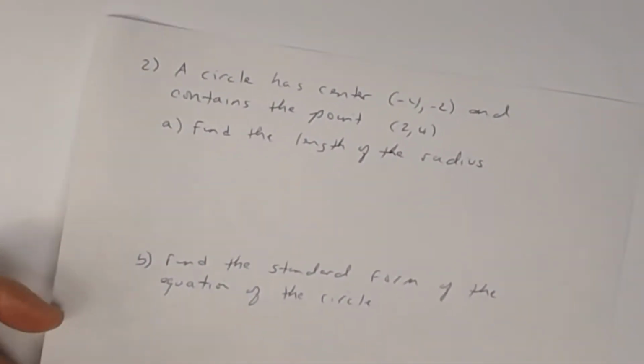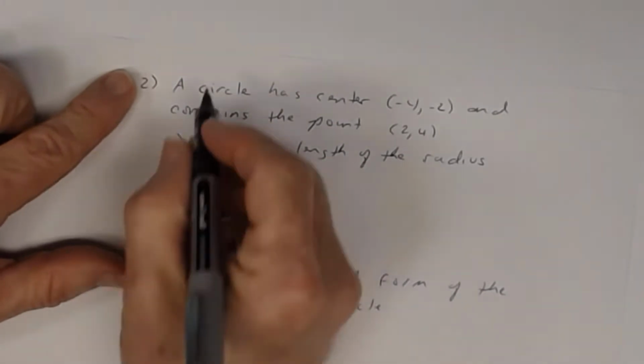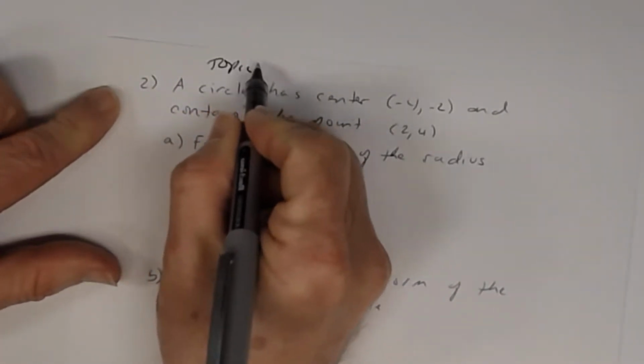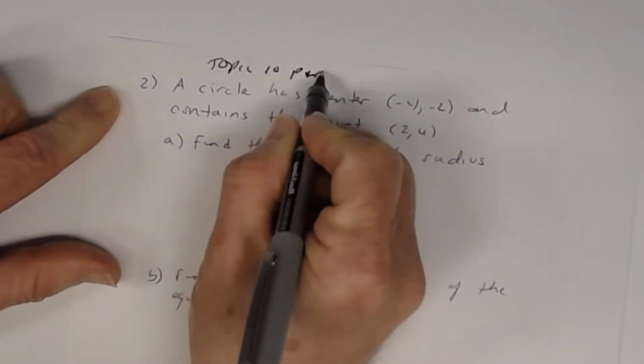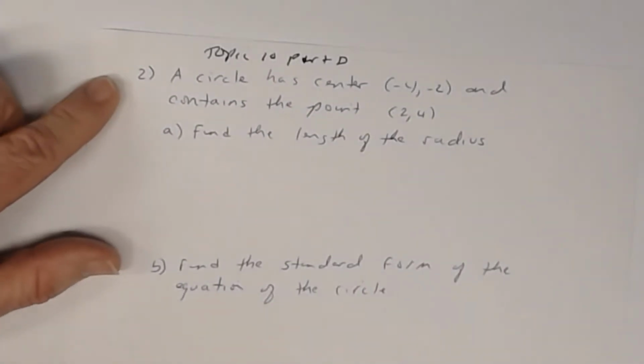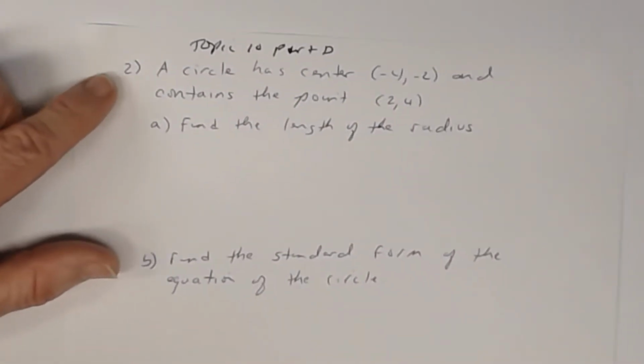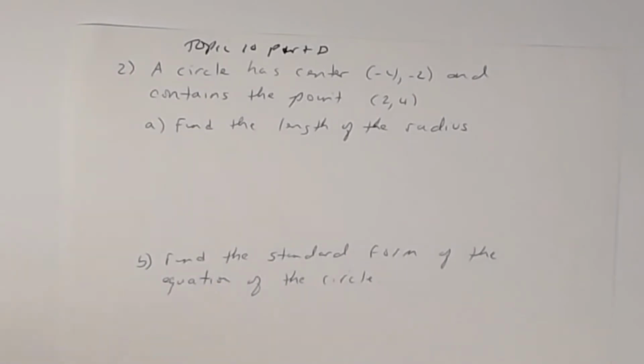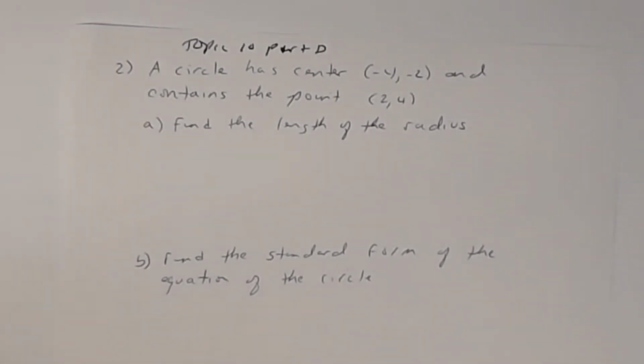So this is still topic 10 part D, but it's problem number 2. So let's talk about this. Number 2 says this: a circle has center (-4, -2) and contains the point (2, 4). And then we should find the length of the radius.